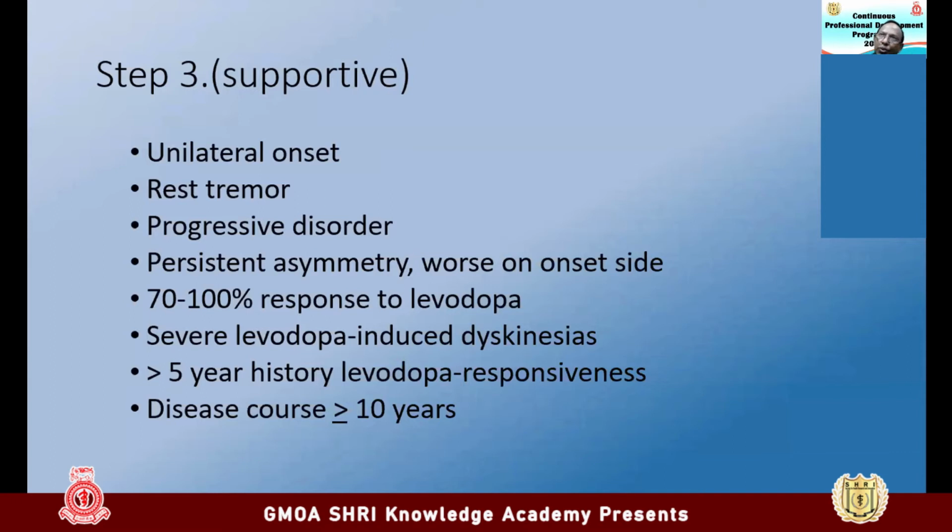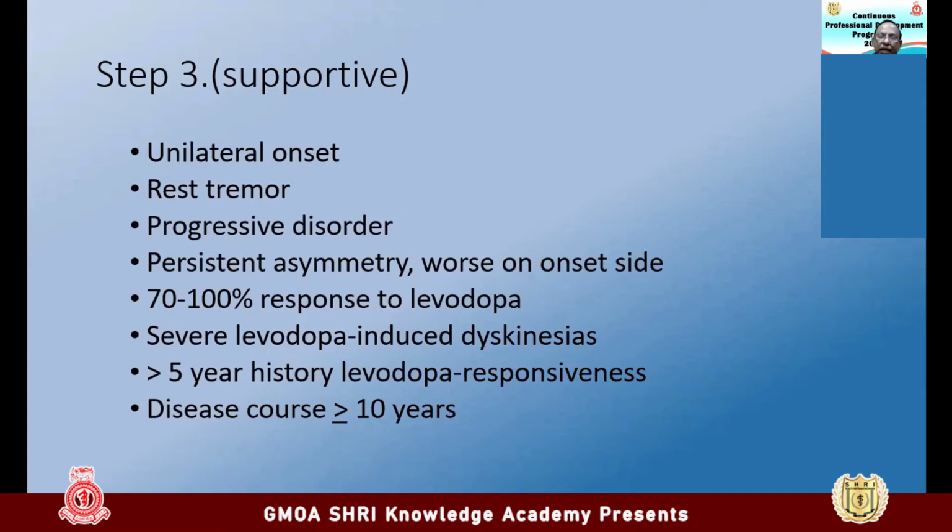Progressive, as I told, the nigrostriatal cell loss is with time. Because of that, there shouldn't be any stepwise progression. That means it should be steadily progressive. Even when the patients develop into stage 3 or stage 4, there should be a persistent asymmetry. That means one side should have symptoms worse than the other, especially the side where the symptoms initiated. That's what is called persistent asymmetry, worse on the onset side. And another important feature: these patients are very much responsive to levodopa, the commonest drug we use.